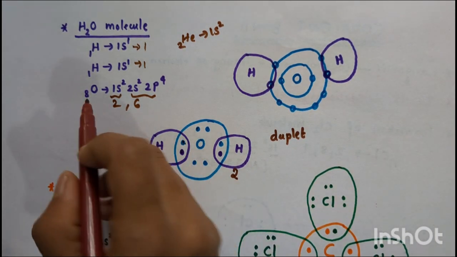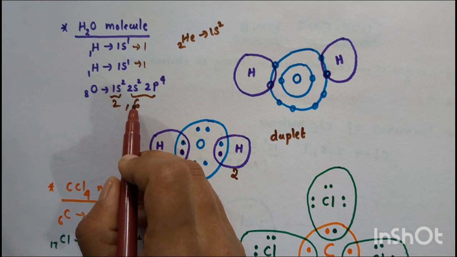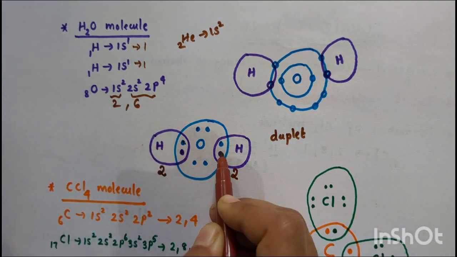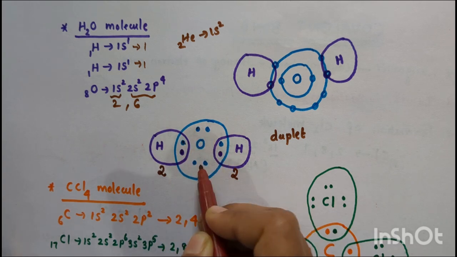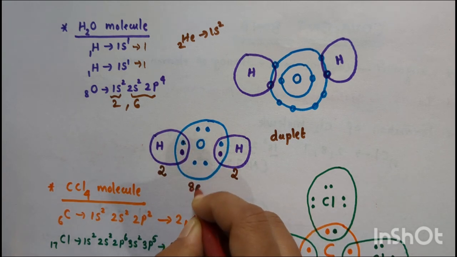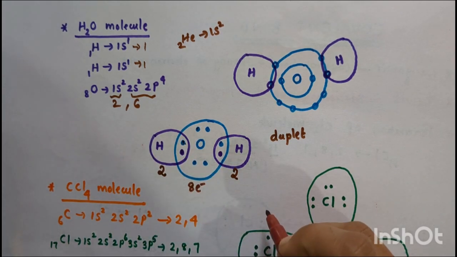And the oxygen atom actually has 6 electrons in its valence shell. When it shares electrons with the 2 hydrogen atoms, this oxygen atom gains 2, 4, 6, 8 electrons now. So it also attains a stable electronic configuration.